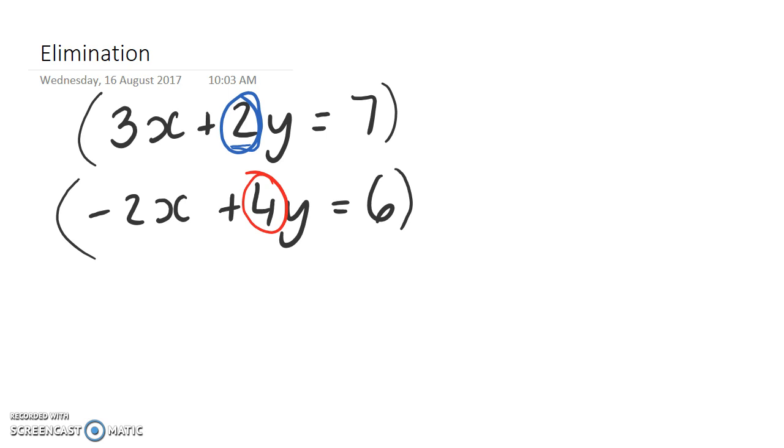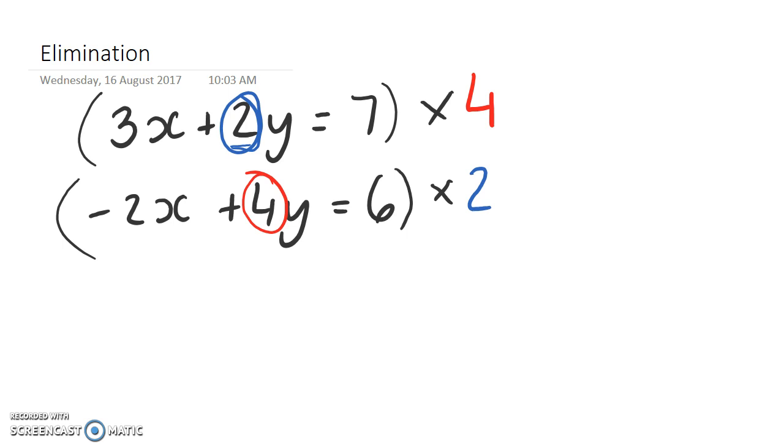Now, the easiest way, because we're going to eliminate y, we've circled the coefficient of y in each case. Now, to this top equation, I'm going to multiply the whole thing by 4, which is the red 4 that we got from the coefficient of y in the second equation. For the second equation, I'm going to multiply the whole thing by 2, which was the 2 we found by circling it in the first equation.